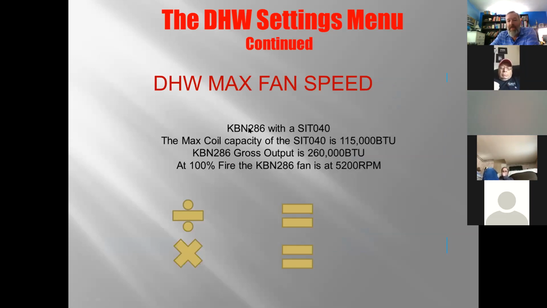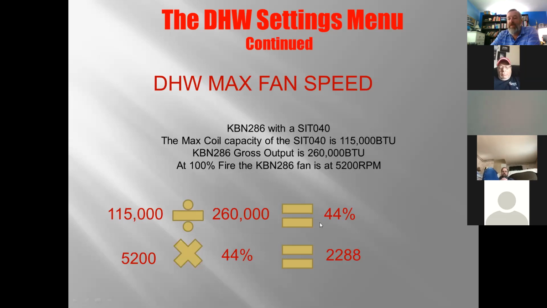So in this scenario, I've got a KBN 286. I've got a 40-gallon indirect. My 40-gallon indirect will take 115,000 BTUs. My 286 gross output is 260,000 BTUs. I'm going to divide the 115 by the 260. That gives me 44%. Okay. The fan speed of a KBN 286 is 5,200 RPMs. I multiply that by my 44%, which gives me 2,288.